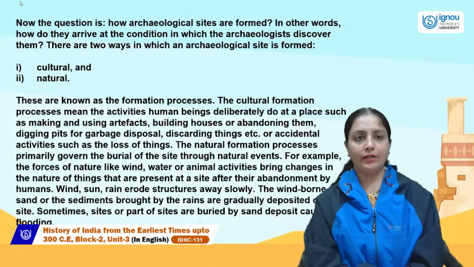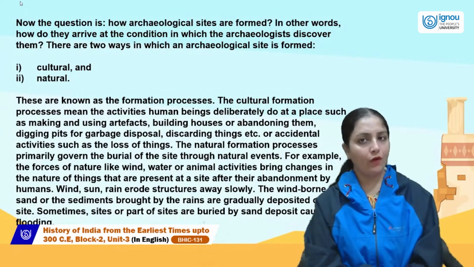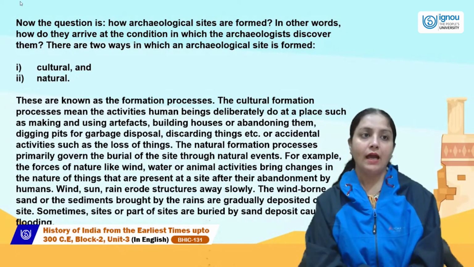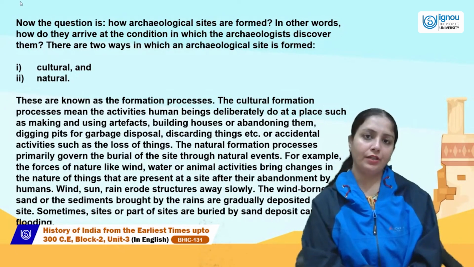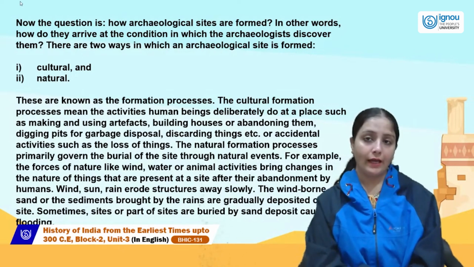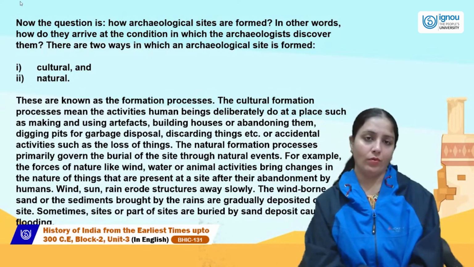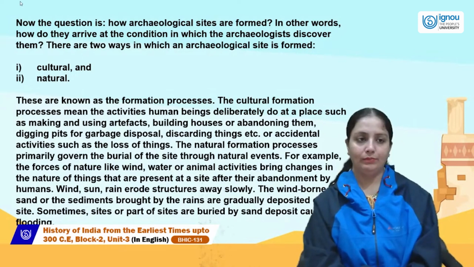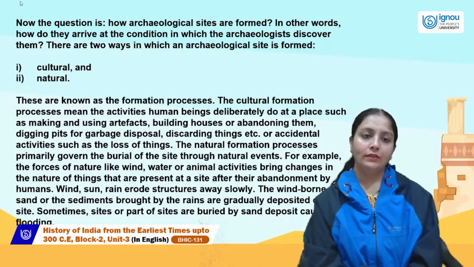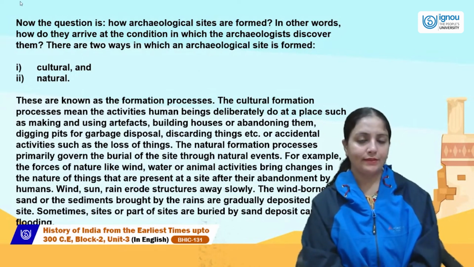Now, the question is how archaeological sites are formed. In other words, how do they arrive at the condition in which archaeologists discover them? There are two ways in which an archaeological site is formed: number one, cultural, and number two, natural. These are known as the formation processes.